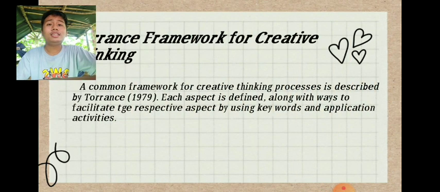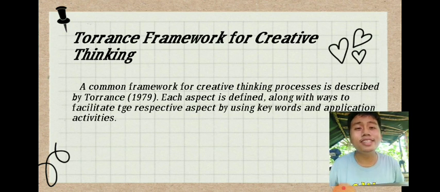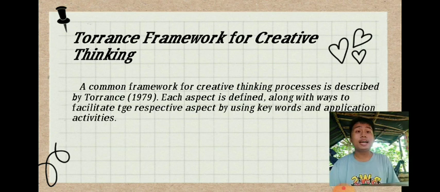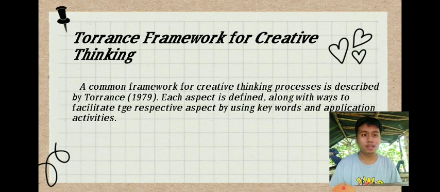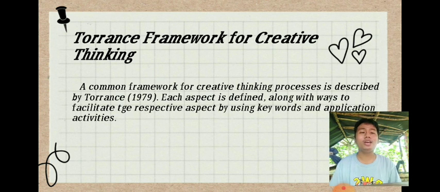So first is the Torrance Framework for Creative Thinking. A framework is like a structure. What could be the structure of creative thinking? It states there that a common framework for the creative thinking process was described by Torrance in 1979. Each aspect is defined along with ways to facilitate it using keywords and application activities. So listen very well, because later on these keywords and application activities will be shown.